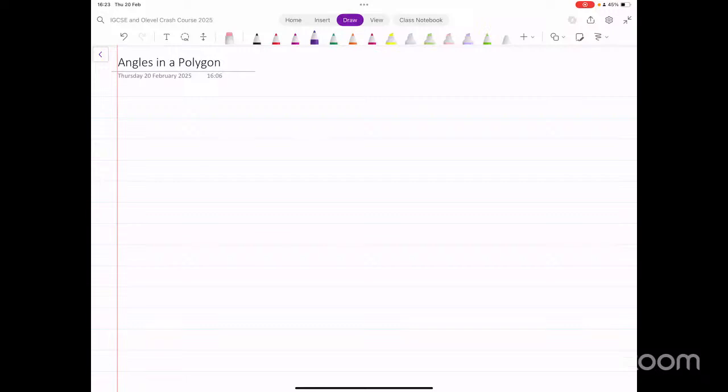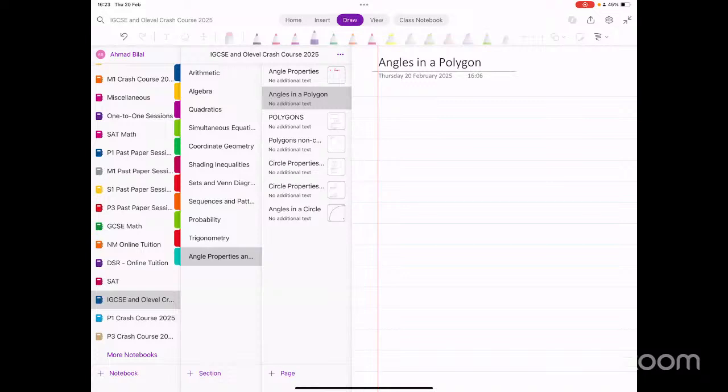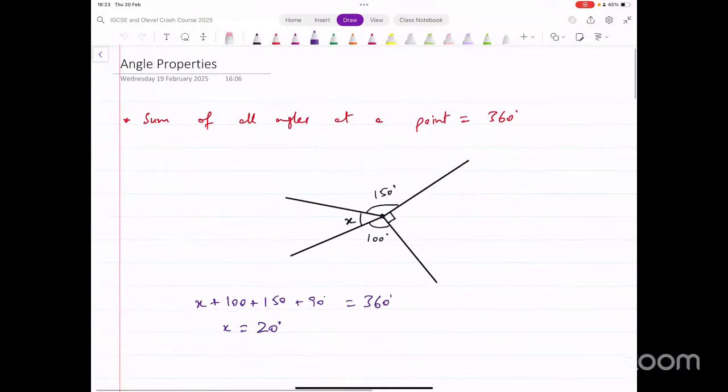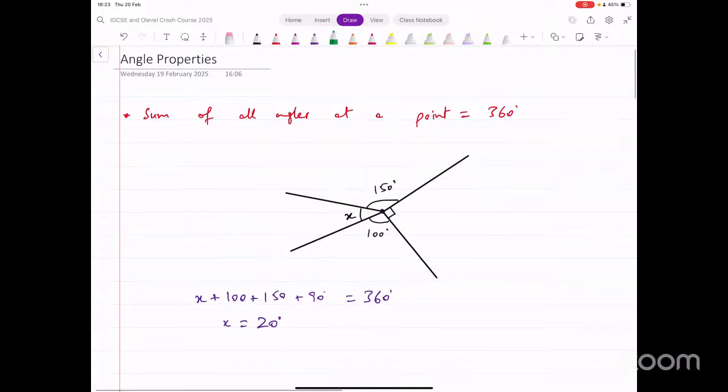Okay, let's begin then. So today we want to discuss angles in a polygon and also angles in a circle, circle properties. These are two things that I want to do today. In the last session, we talked about these properties that you would have to use in case of polygons and circles as well. So you need to keep them in mind.